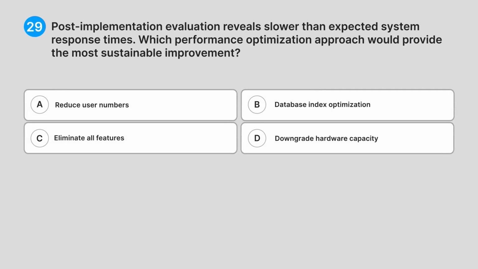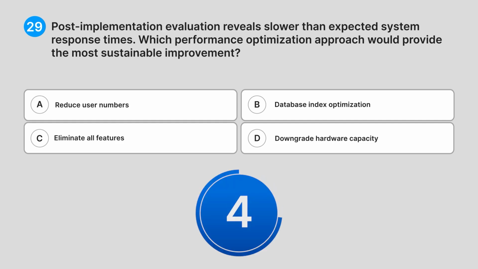29. Post-implementation evaluation reveals slower than expected system response times. Which performance optimization approach would provide the most sustainable improvement? A. Reduce user numbers. B. Database index optimization. C. Eliminate all features. D. Downgrade hardware capacity. Can you guess the answer?